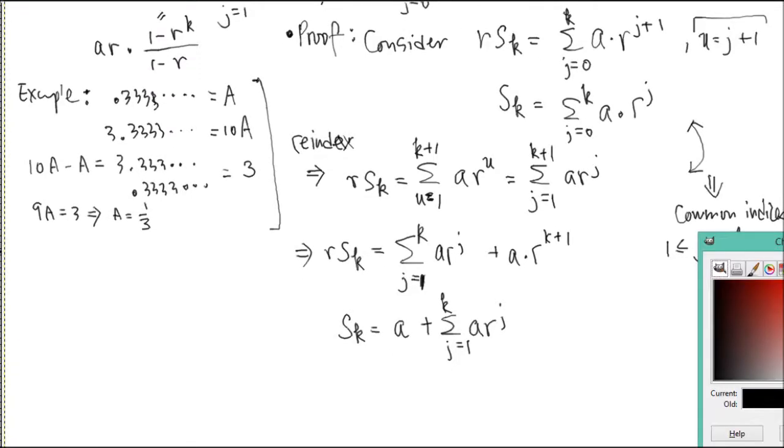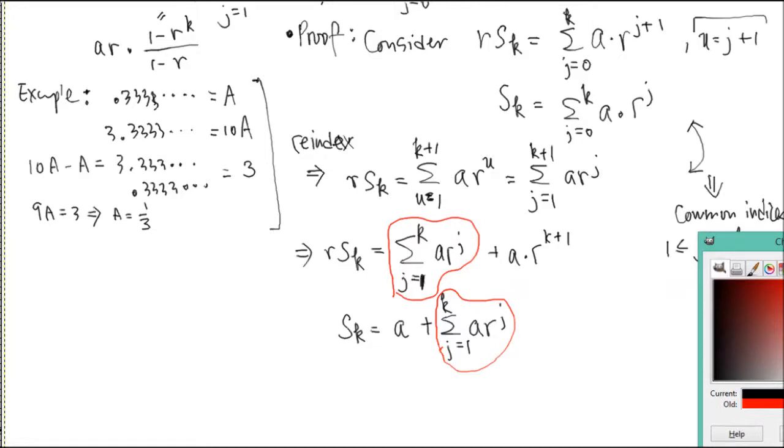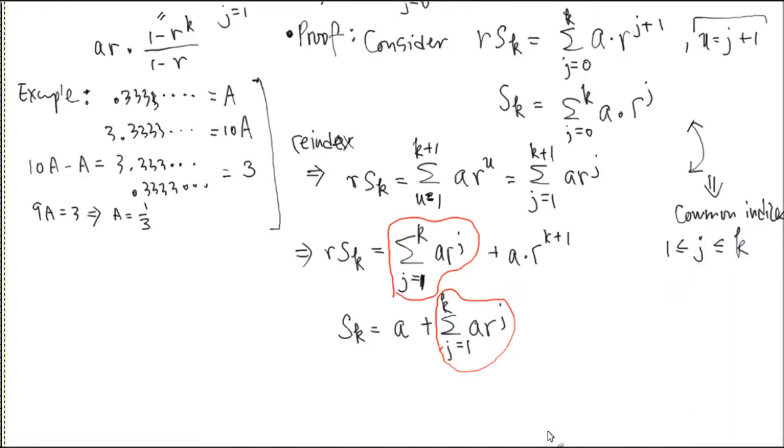Now you notice that the whole purpose of writing like this is to pull out exactly the same term and cancel this one, right? How do you get rid of these two things? You subtract from each other. So if you subtract these two equations from each other, I have r sk minus sk on the left-hand side. On the right-hand side, these two things disappear, right? And a times r to the k plus 1, and here is a negative a.